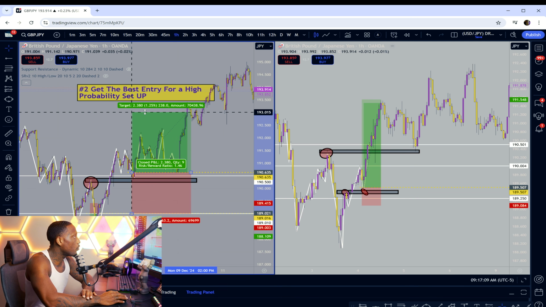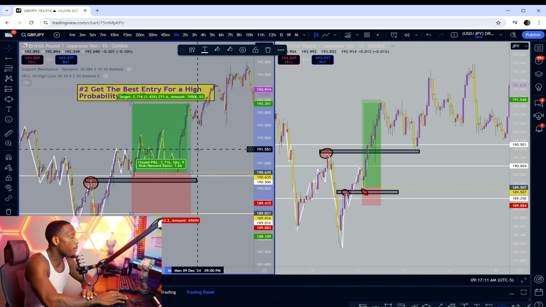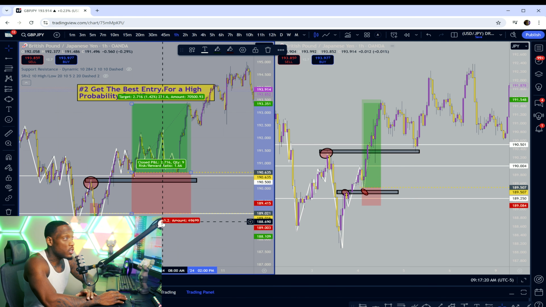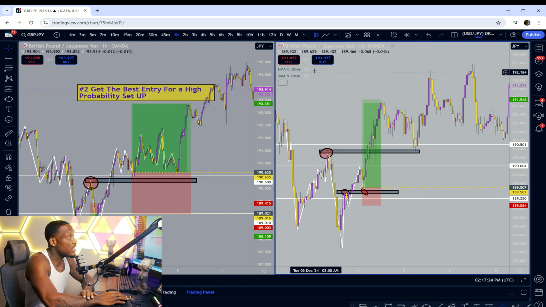We could have rode the wave a lot more longer and got a lot more pips. Yes, but look at the entry. Entry would have been here. Then we got to actually make our entry to the swing low. Let's just say we do it at a QP just so it don't break. Yeah, trash. No.